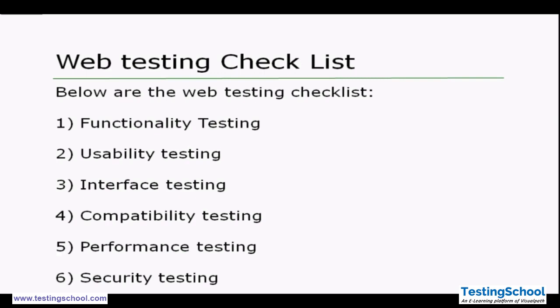So we should test the functionality of the application. We should do usability testing because we need to check how easily the user can use this application. Interface, that is the GUI part, so we should verify the GUI of the application. We should verify the compatibility with different operating systems and different browsers. We do some performance testing and we also do certain security testing of the application. So these are the main web testing checklist items that we should cover while testing our web application.